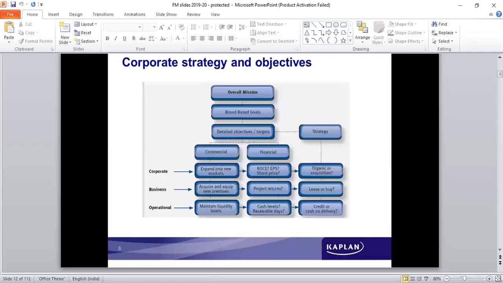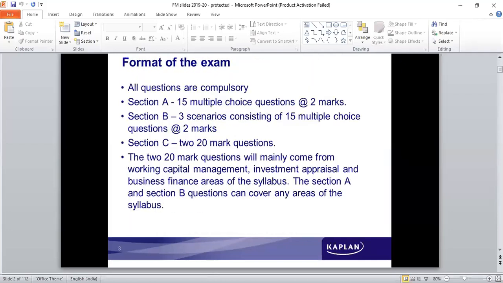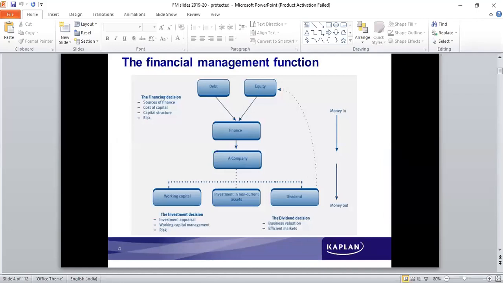Okay, if that is clear till here, what is the financial management function? Then we can think about investment appraisal. The investment appraisal will be getting into a new topic, new area, and then taking it up. So, any doubts till here?